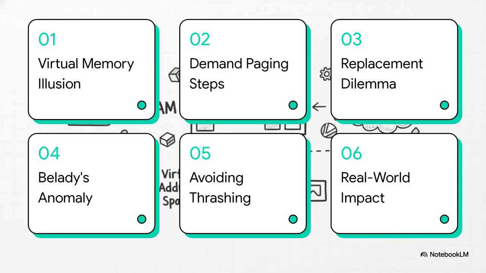Here's our roadmap for the explainer. We'll start with the virtual memory illusion, then walk through demand paging step by step. After that, we'll tackle the page replacement dilemma, look at Belady's anomaly and algorithms, figure out how we're avoiding the thrashing trap, and finally, wrap up with the real-world impact and future. Let's get right into it.